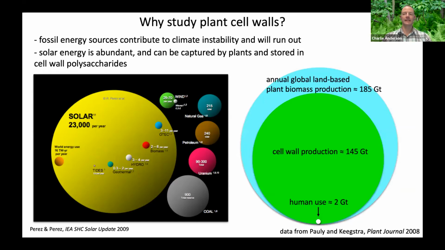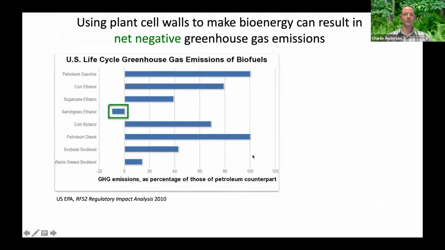It's about 185 gigatons of plant-based biomass production every year, and about 145 gigatons of that is cell walls. And right now, humans use about 2 gigatons of that biomass to carry out human activities. So that's something that we're interested in potentially expanding into the bioenergy and biofuel realm.